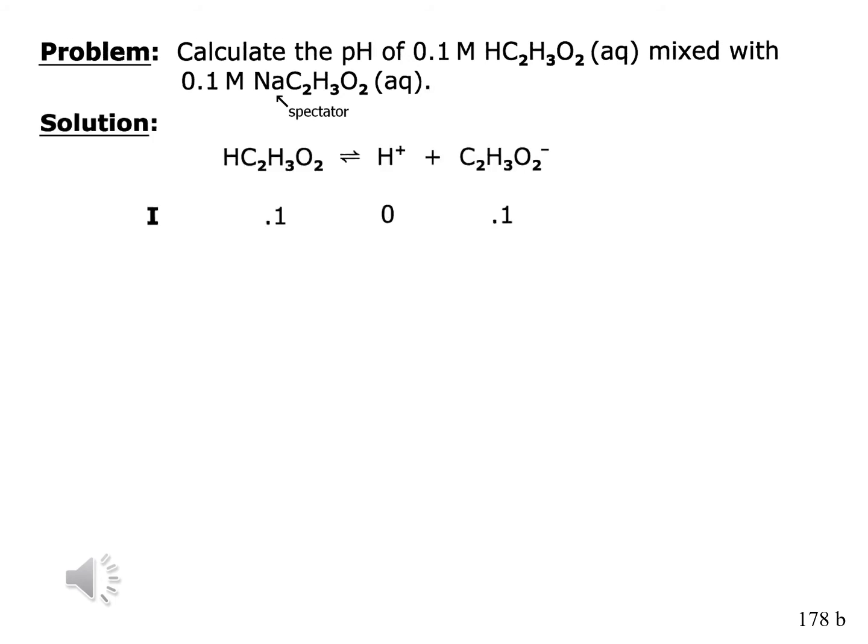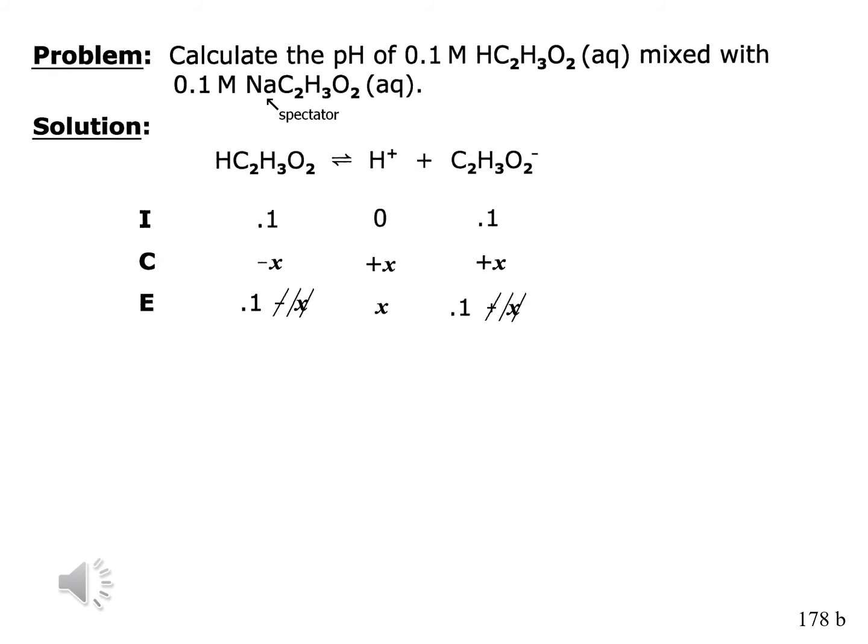So the ICE table is going to look different from the previous one. You're going to start with 0.1 of the acetate also. You still have no H plus initially, so you're going to shift to the right. So the plus and minus x's end up going on the same side, but this time for the acetate, you're going to end up with 0.1 plus x. Still ignore the x relative to either 0.1 minus x or 0.1 plus x.